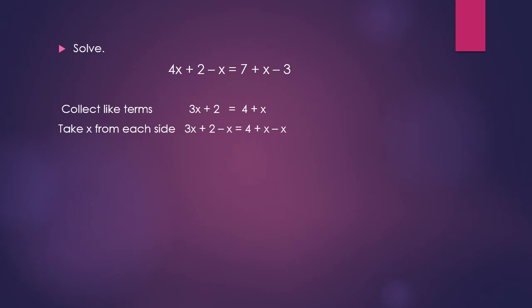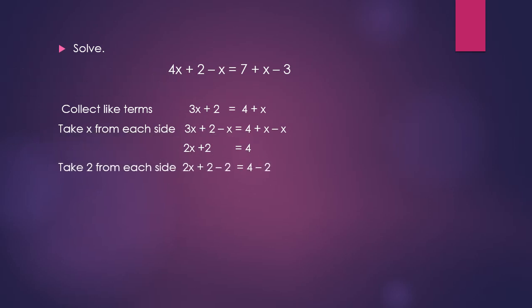Take x from each side. To take x, you must add negative x to both sides. Then after that you get 2x plus 2 equals 4. From the right hand side, positive x and negative x will cancel.